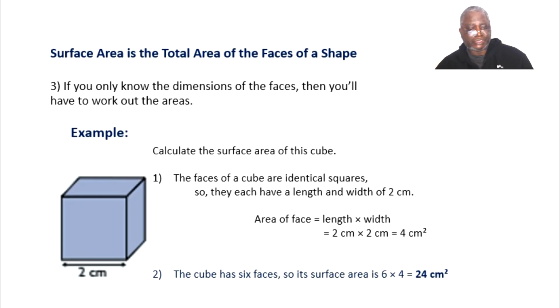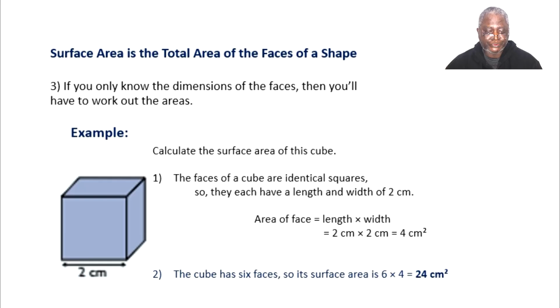Surface area is the total area of the faces of a shape, as I told you earlier on. The third point is, if you only know the dimensions of the faces, then you'll have to work out the areas. You remember the previous example, you were given the areas. In this case, you're given the dimension, but as long as you know the dimension and you know the formulas to use, you're okay. Calculate the surface area of this cuboid.